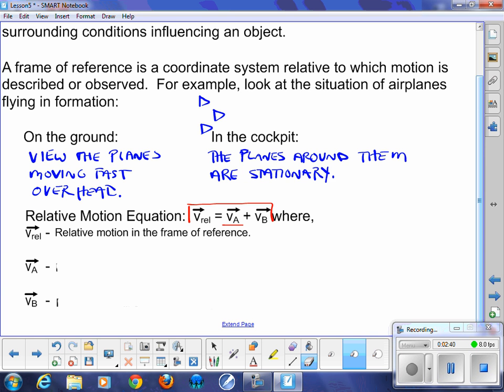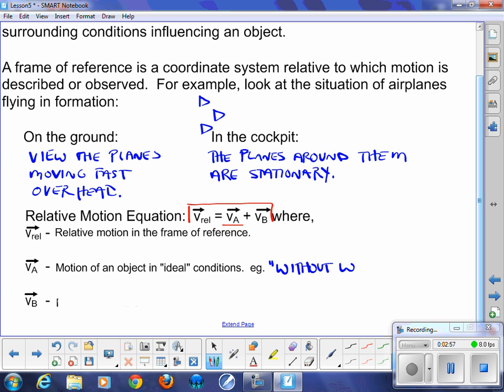The VA in the formula represents the motion of an object in ideal conditions, so under no influence. What that really means is without wind: a plane can fly 200 kilometers an hour, without taking wind into effect. Or without current: a boat is rated to go 80 kilometers an hour, and that would be in still water. So it's the motion of the object in perfect conditions.